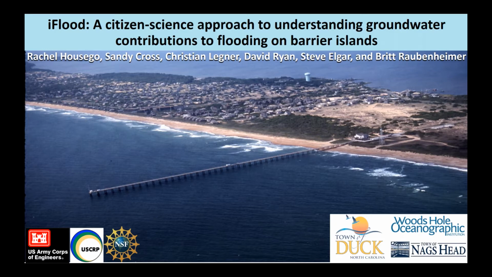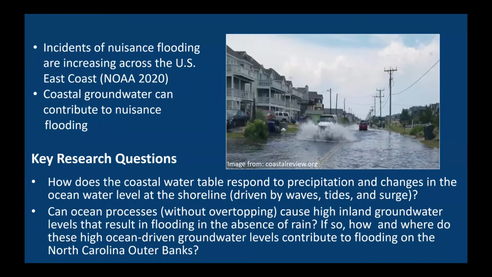You can see an aerial image of Duck, North Carolina here. The pier extends out into the Atlantic Ocean, and on the backside of the island is Currituck Sound. You can see from the aerial image that the island is low in elevation and densely populated. Houses span the entire width of the island, and this makes the community especially vulnerable to flooding hazards, such as the photo seen in the top right here.